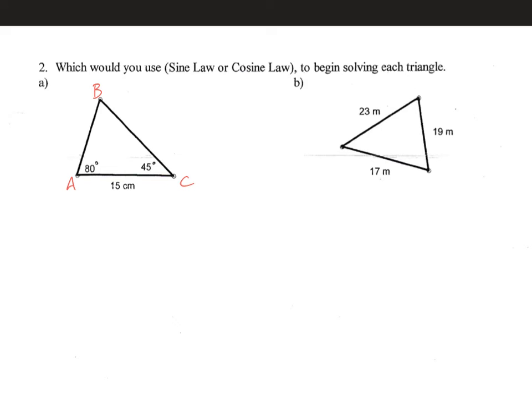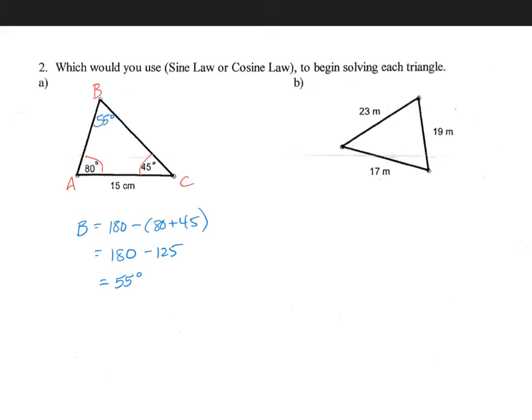For me to take a look, one of the key things is I've been given two angles. And anytime I've been given two angles, I've really been given three. Because I know that that third angle has to be 180 minus the sum of the other two. And so if I have my 180 and I'm subtracting 125, well then I know that angle B is 55 degrees.